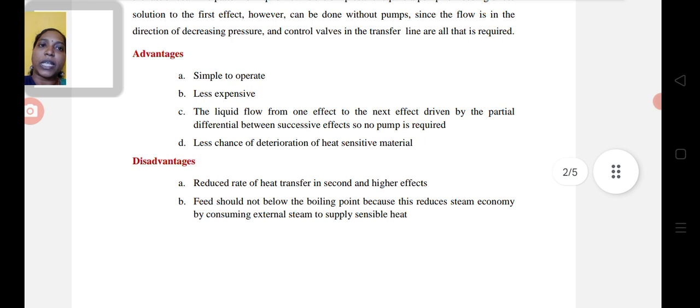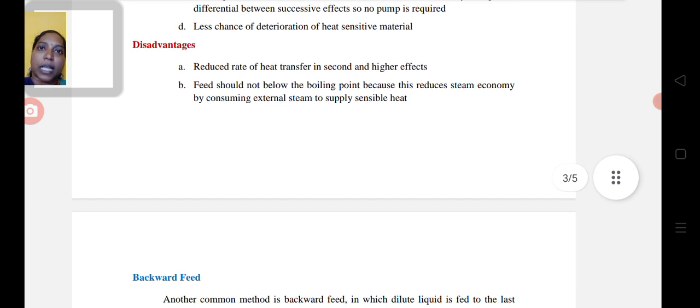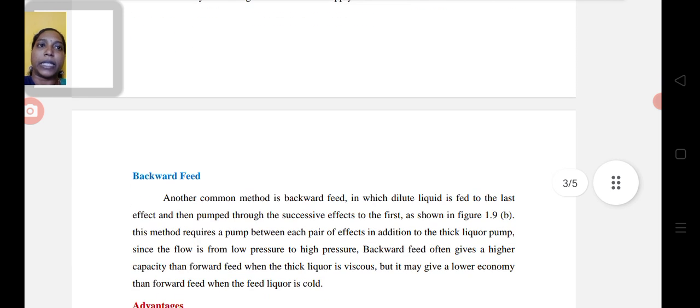And the disadvantages is there will be a reduced rate of heat transfer in the second effect to the last effect, and the temperature of the feed should be below the boiling point, because this reduces the steam economy and it consumes the external steam to supply the sensible heat.